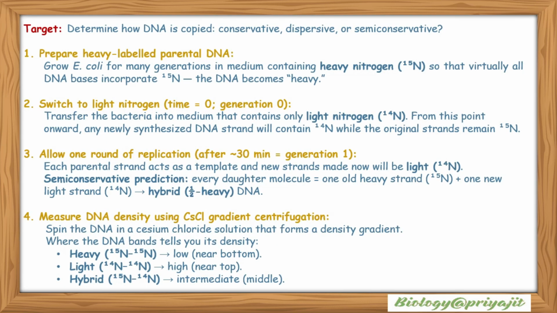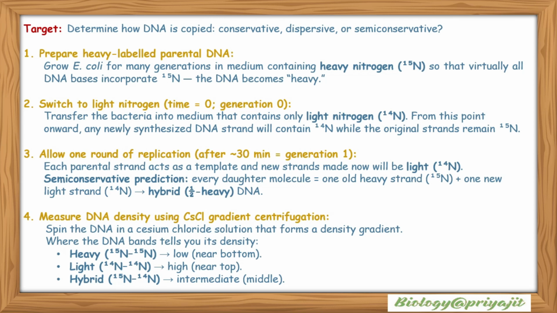So the target is to determine how DNA is copied, that is whether it is conservative, dispersive or semi-conservative. Firstly, what Meselson and Stahl performed: they prepared heavy labeled parental DNA. They grew the E. coli bacterial cells for many generations in medium containing heavy nitrogen, that is 15N, so that virtually all DNA bases incorporate 15N and the DNA becomes heavy.